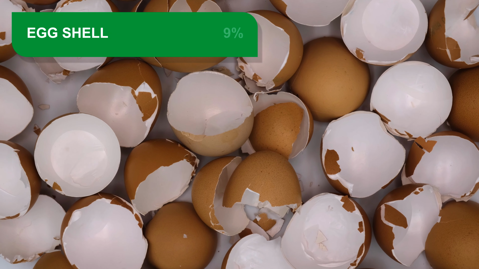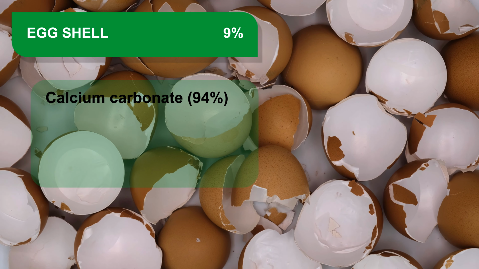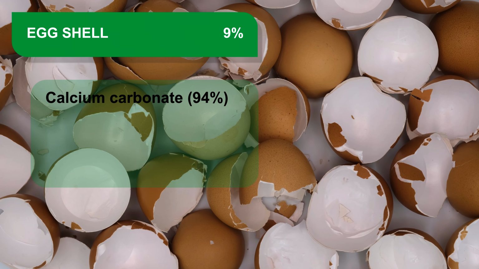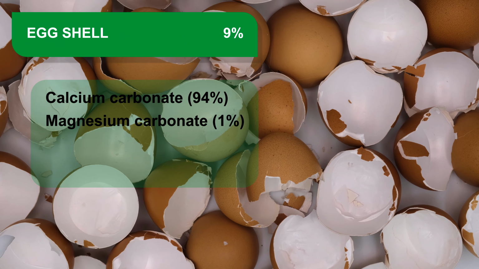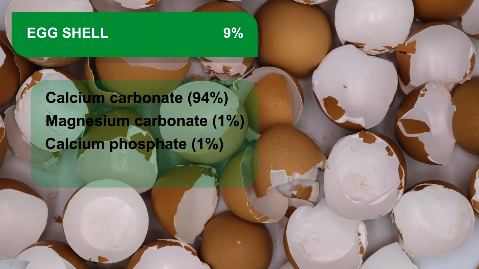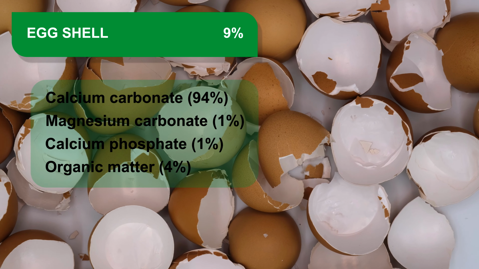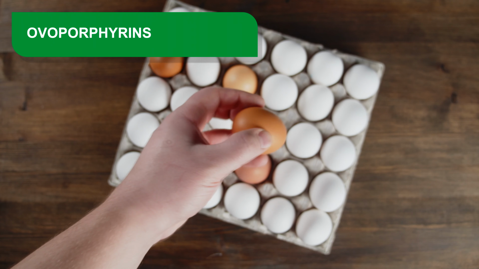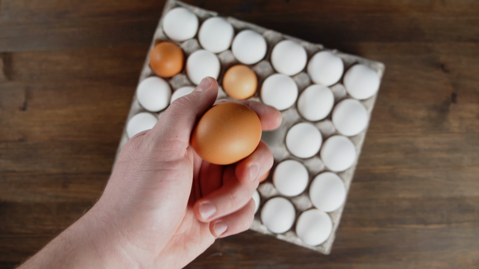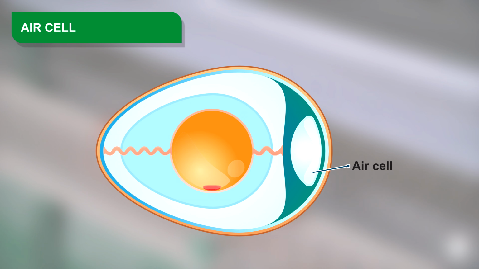Egg structure. Eggshell. It represents 9% of the egg weight and is composed of calcium carbonate, 94%, magnesium carbonate, 1%, calcium phosphate, 1%, and organic matter, 4% protein. Its color depends on the presence of a pigment composed of ovoporphyrins linked to the breed of the hen. On its surface, there are numerous pores, between 7,000 and 15,000, that facilitate gas exchange between the inside and outside of the egg.